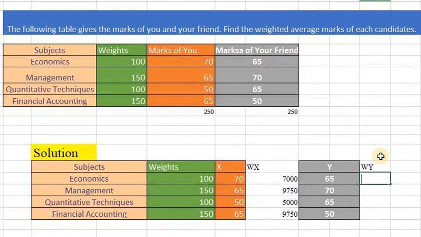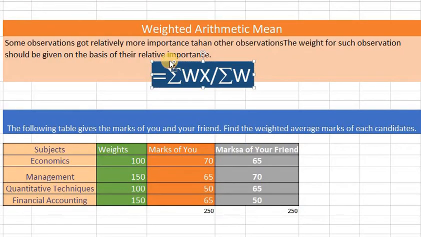Here W is 100 fixed into Y value 65, so here it is 6500. Again the same thing I'll repeat: W value is 150 into Y value 70, so 150 into 70 is 10,500. Like that, we are going to copy the same thing for the remaining two subjects, quantitative techniques and financial accounting. After that, we can look into the formula.